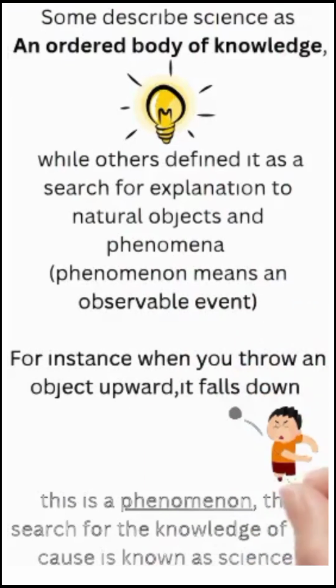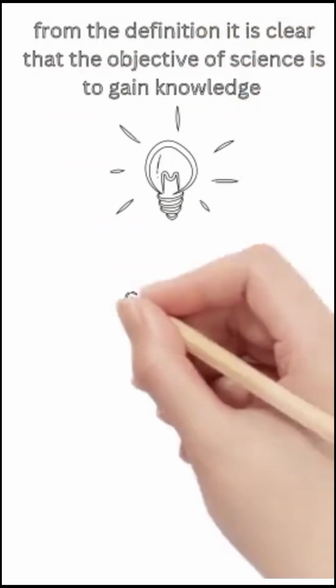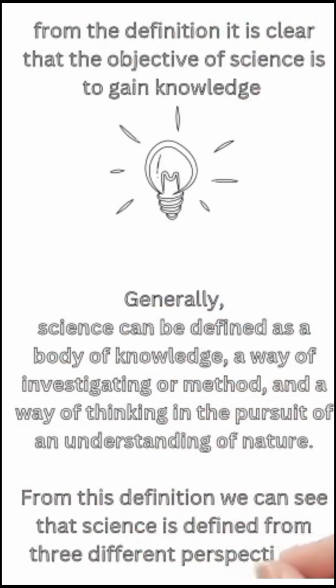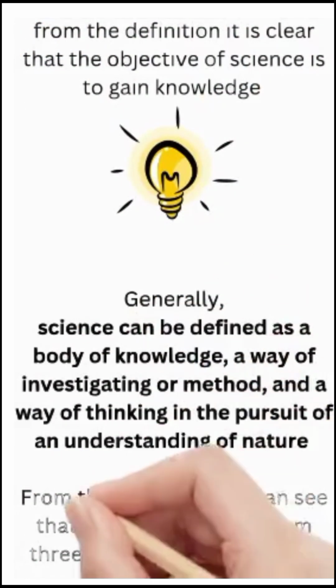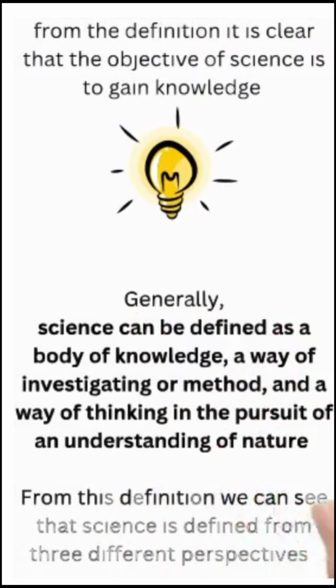For instance, when you throw an object upward, it falls down. This is a phenomenon. The search for the knowledge of the cause is known as science. From the definition, it is clear that the objective of science is to gain knowledge. Generally, science can be defined as a body of knowledge, a way of investigating or method, and a way of thinking in the pursuit of an understanding of nature.